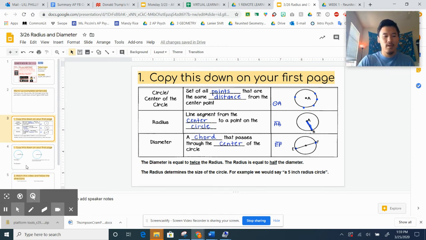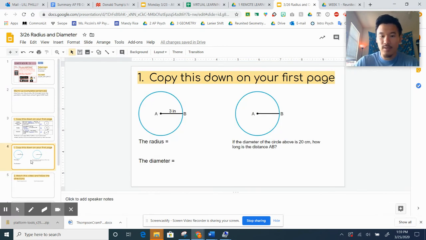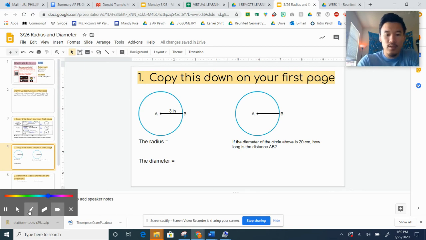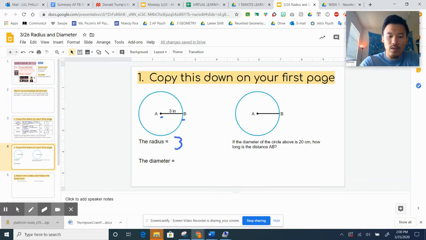Right. So the next thing you're going to do is copy this down. Go ahead and copy these down, and then we'll answer them together. If you want to pause it, you can pause it. I'm going to keep going. All right. So the radius is equal to 3 inches in this case, because we see that the distance from the center to the edge of the circle is 3 inches.